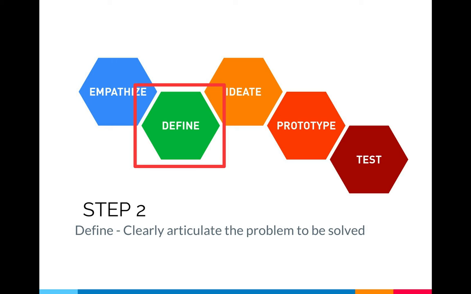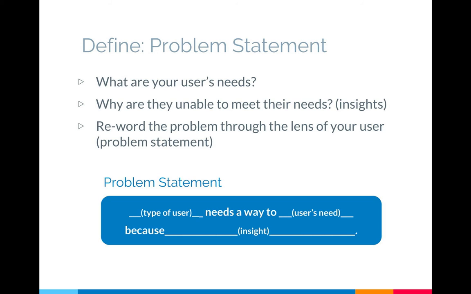In the define stage, it's really important to clearly articulate the problem to be solved. And a unique part of the define stage is that we will be articulating the problem from the point of view of the user or from the point of view of the learner, as opposed to from the point of view of the designer or teacher. Here are some helpful questions to get to a very clarified and distinct problem statement.